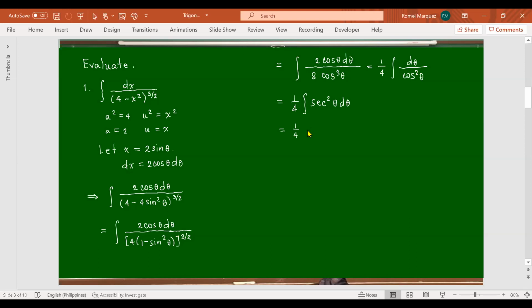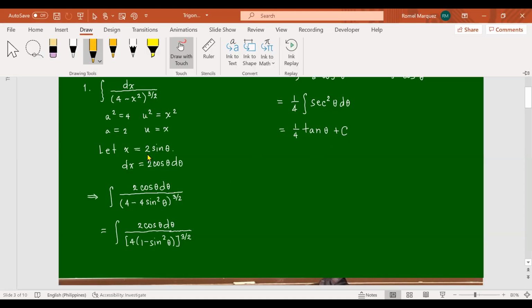So that is under integration of trigonometric functions. What is the integral of secant squared theta d theta? Tangent theta, sir. Plus c. But our original variable is in terms of x. So let us express tangent in terms of x. From this representation of ours, we say that x is equal to 2 sine theta. So let's draw a triangle out of this.